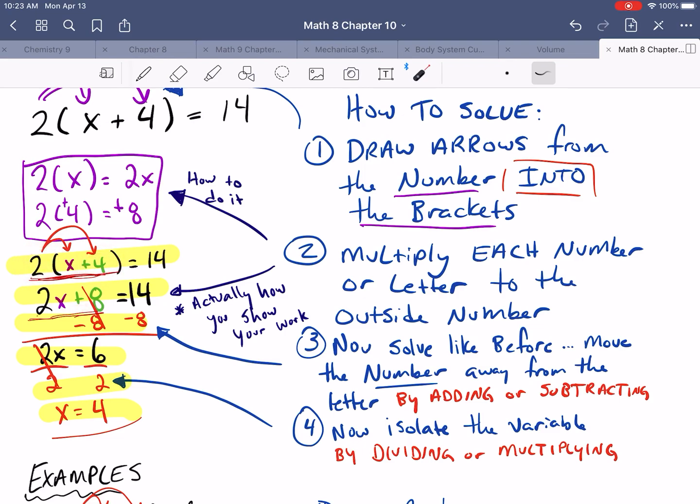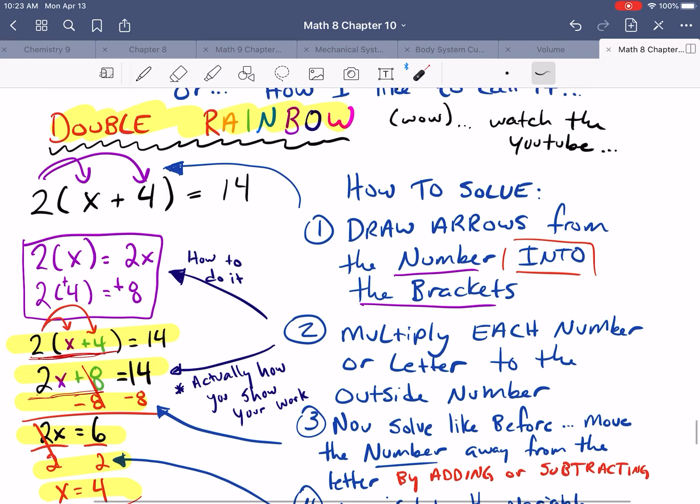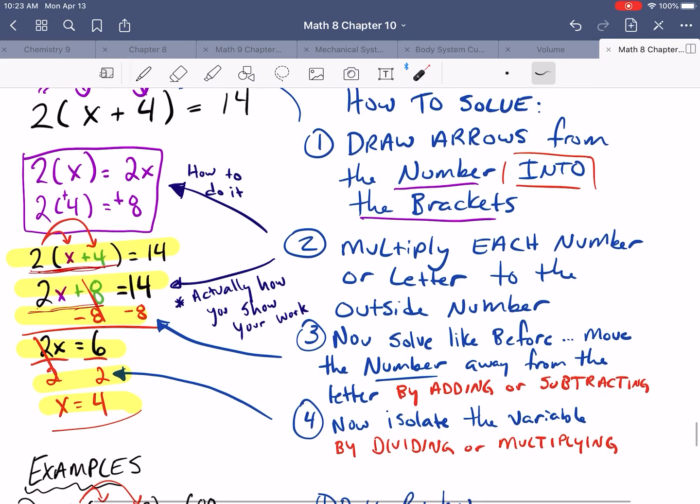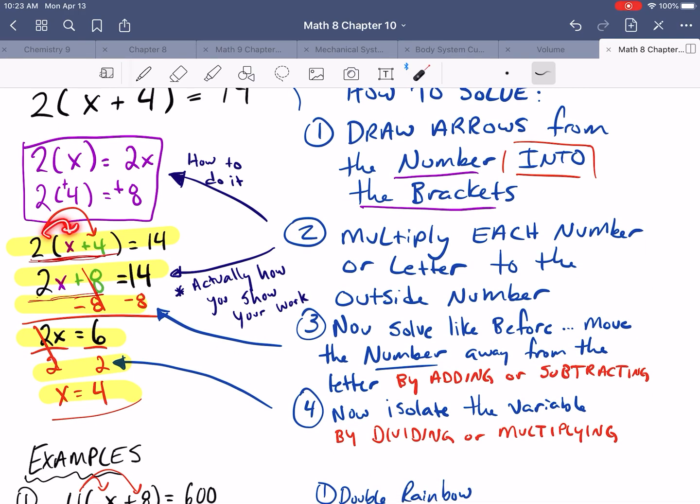So you have to make a statement, kind of like a sentence. You can't just have 2x and 8 equals 14. You have to have this plus 8. So 2x plus 8 equals 14. The 14 didn't change because it wasn't part of the double rainbow. The only things that were were the x and the 4. And so we multiplied 2 times x to get 2x. We multiplied 2 times plus 4 to get plus 8, and then we equaled it to 14.